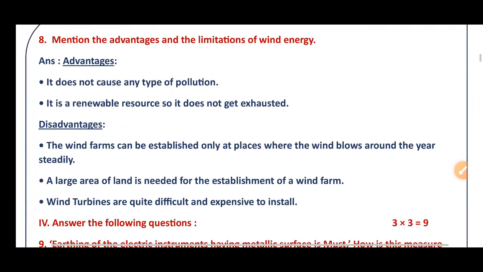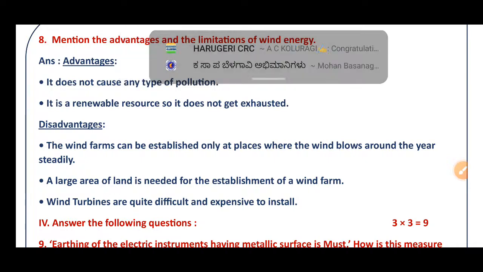Then question number 8, mention the advantages and limitations of wind energy. Advantages: it does not cause any type of pollution. That's an advantage. It is a renewable resource, so it does not get exhausted. That's also an advantage. Then disadvantages: the wind farms can be established only at places where the wind blows steadily around the year. That's very important. Then this is also a disadvantage.